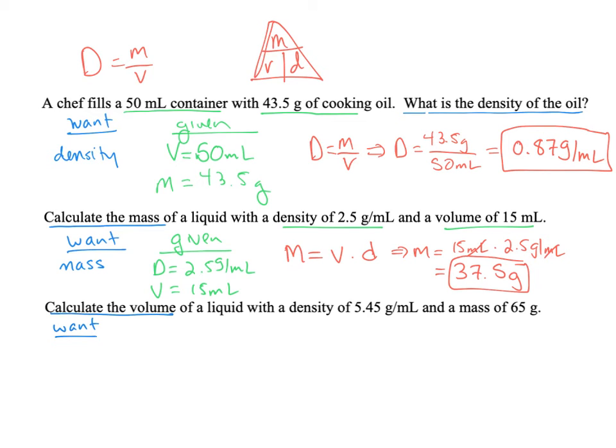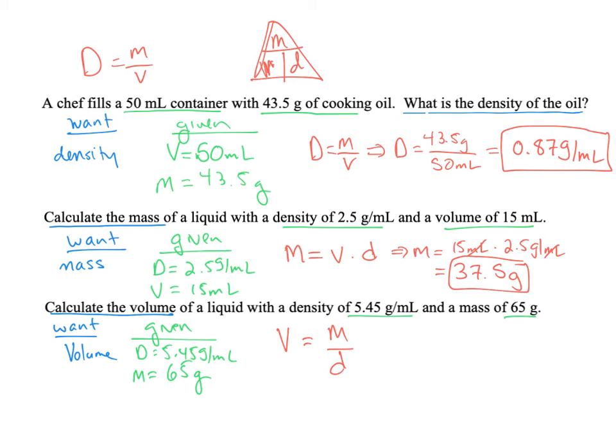They want us to calculate the volume. What did they give us? Well, 2 things were given. One, they told us that the density is 5.45 grams per milliliter, and the mass is 65 grams. Okay. All right, so let's go ahead and solve this. So for this one, they're asking us for volume. So I'm going to come up here and I'm going to scratch out my volume. I'm going to remember then that volume is mass over density.